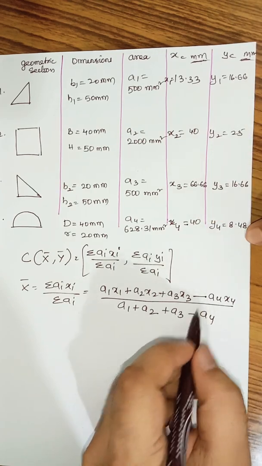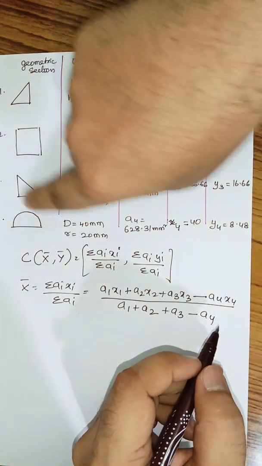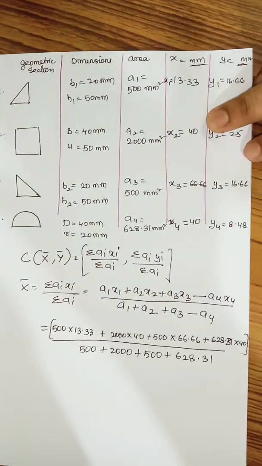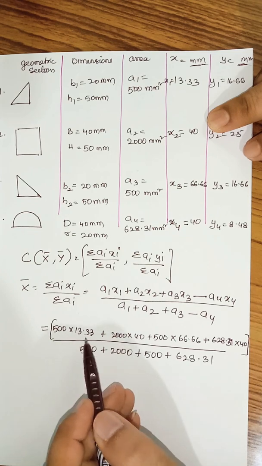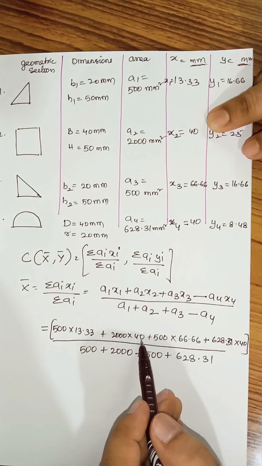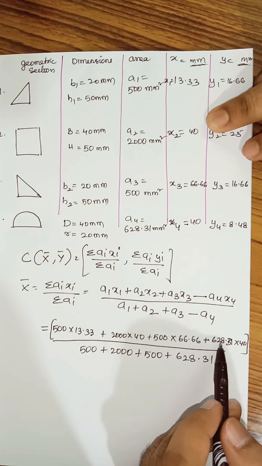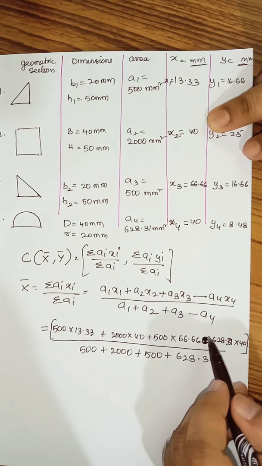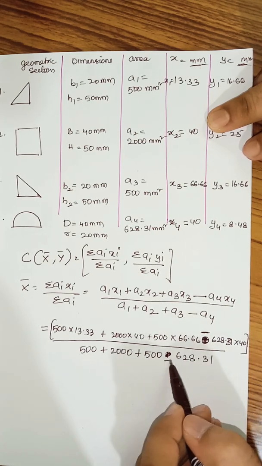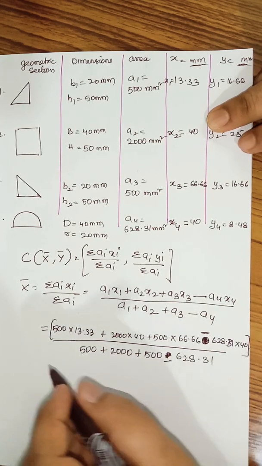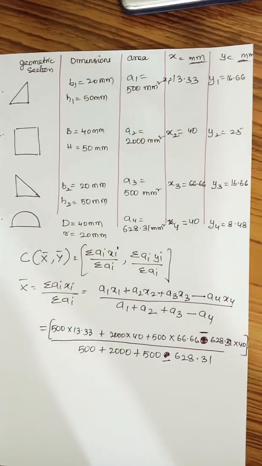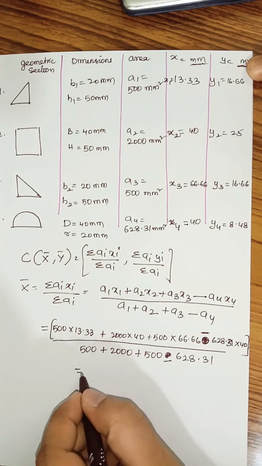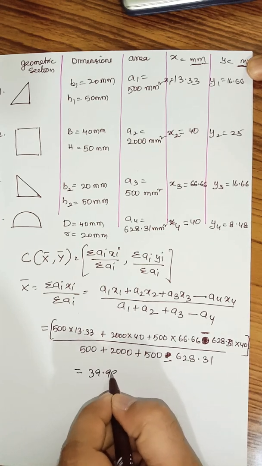So why did I take a minus here? Because from the entire section the semicircle is being removed. Now I'm substituting the values. Now a1 x1 plus a2 x2 plus a3 x3 plus a4 x4. Actually this should not be plus, intentionally I have written as plus, it has to be minus. This one should be minus, just remember this one. Substituting the values and calculating, we will get the value of x bar, which is equal to 39.99 millimeters.